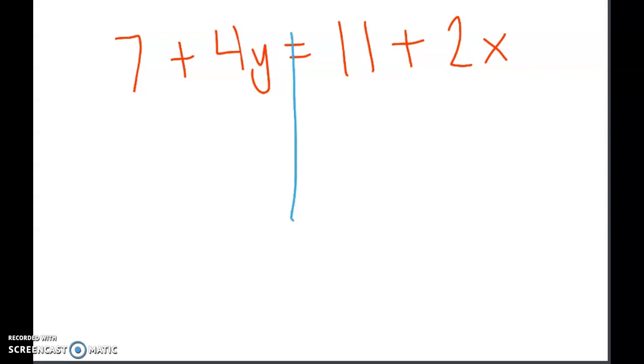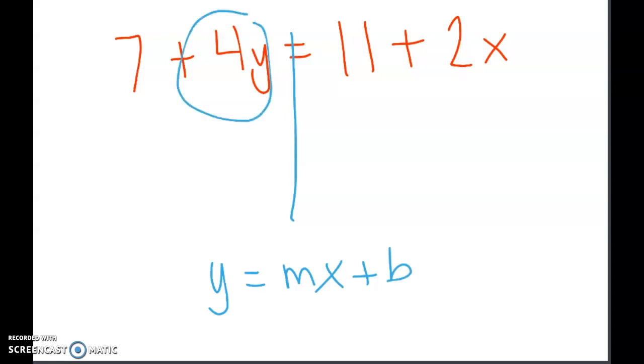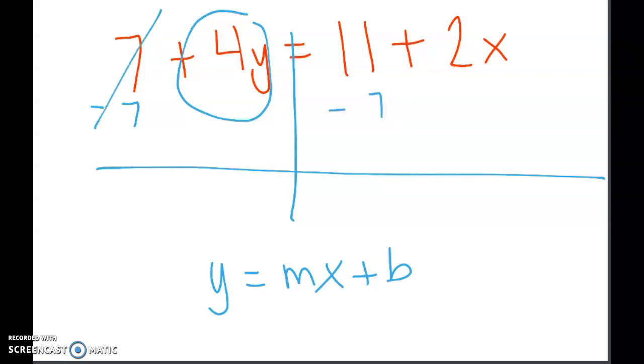Okay, so if you were trying to identify the slope in this specific equation, remember the first thing that you want to do is solve for y. And it really doesn't matter if y ends up isolated on the left or the right. It still is the same thing. So in order to get these y's by themselves, I'm going to take away 7. And on the other side, I want to make sure that I take away 7 from the constants, the ones that are only numbers. So I'll end up with 4y being the same as 4 plus 2x.